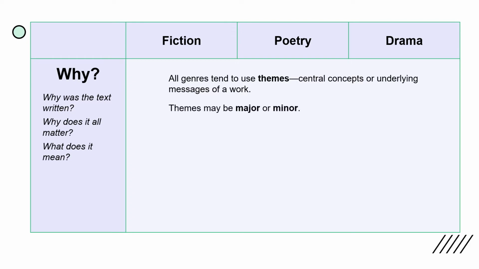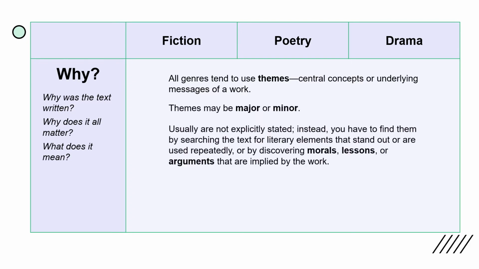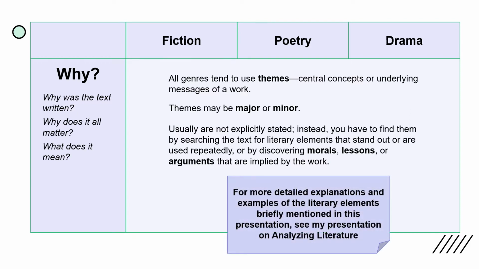Themes may be major or minor, and usually are not explicitly stated. Instead, you have to find them by searching the text for literary elements that stand out or are used repeatedly, or by discovering morals, lessons, or arguments that are implied by the work. For more detailed explanations and examples of each of the literary elements briefly mentioned in this presentation, see my presentation on analyzing literature.